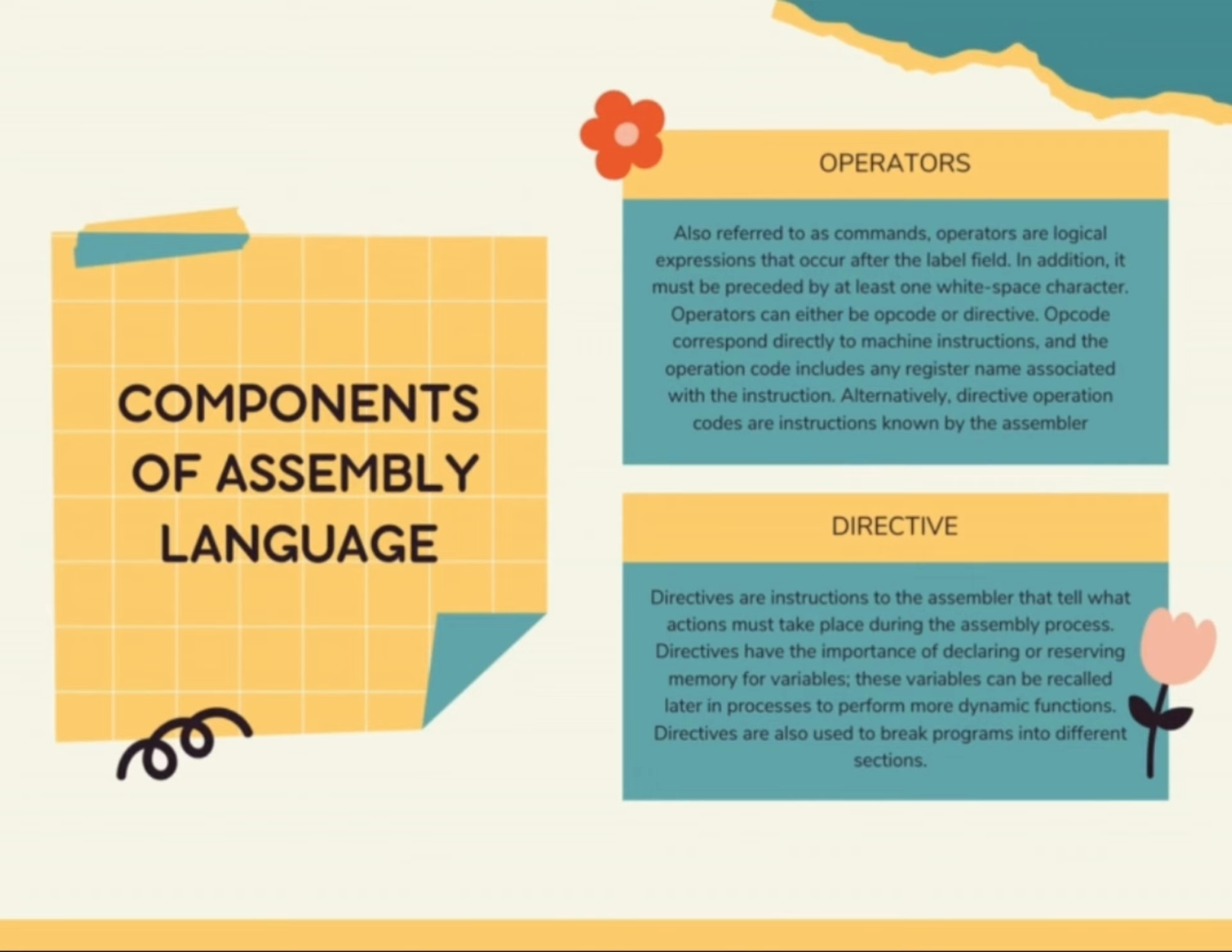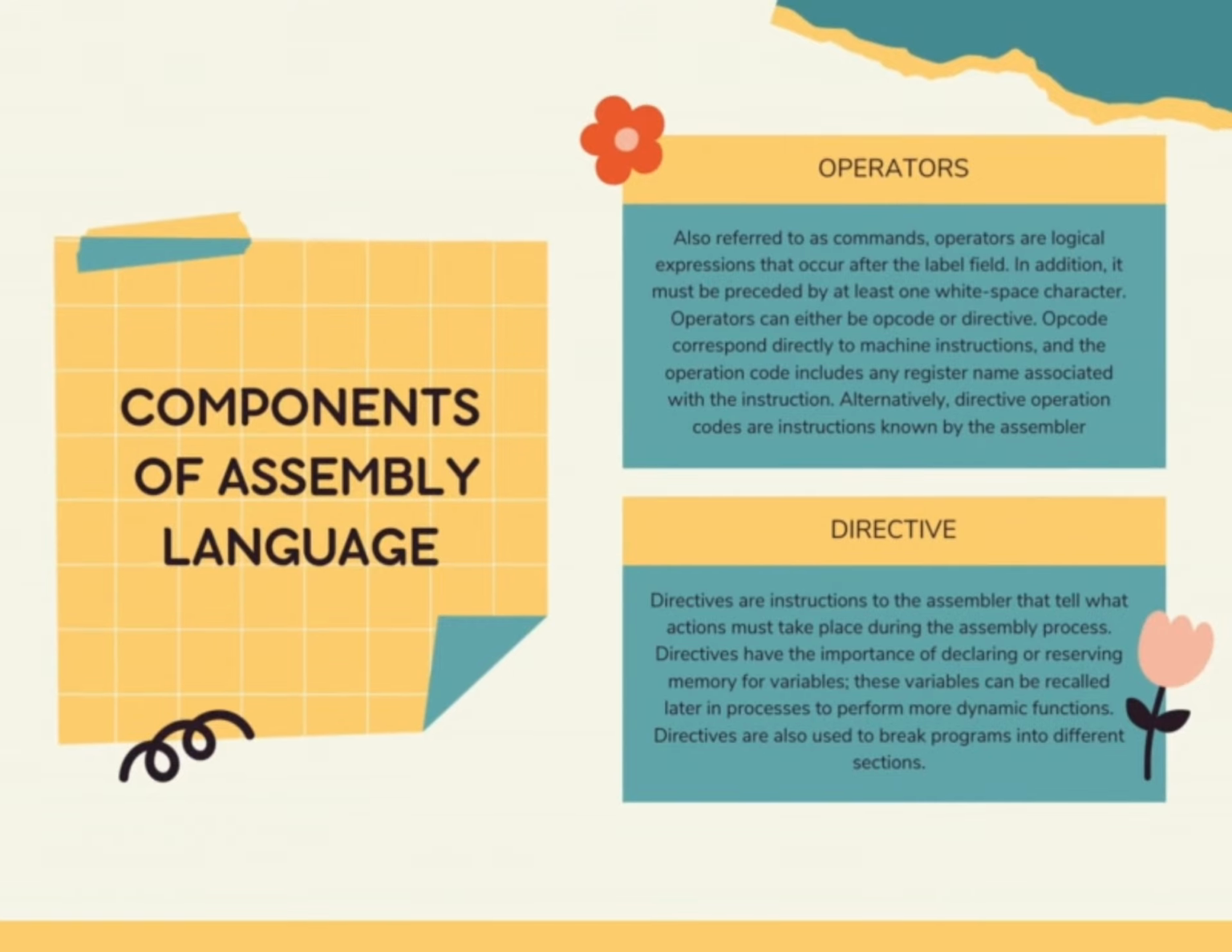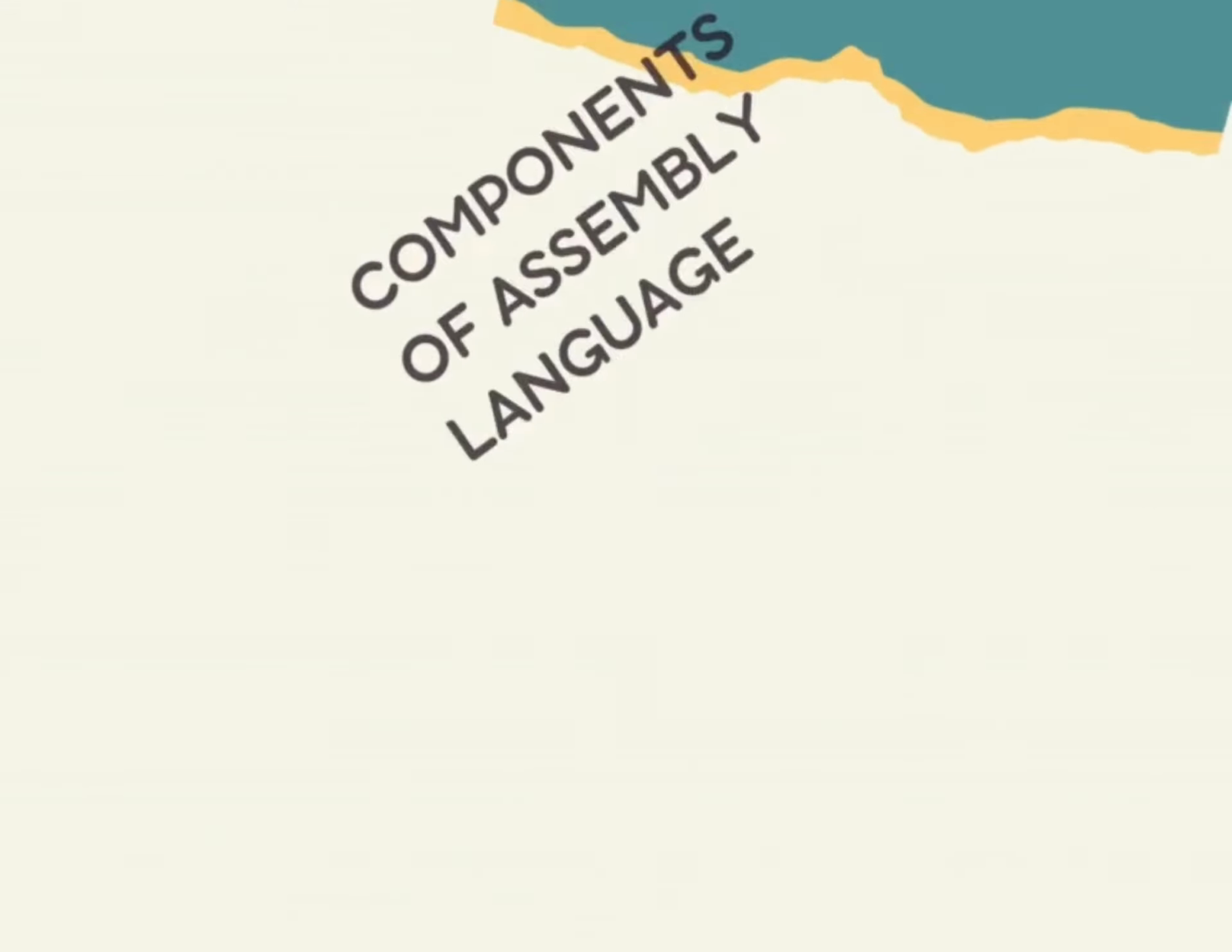Directive. Directives are instructions to the assembler that tell what action must take place during the assembly process. Directives have the importance of declaring or reserving memory for variables. These variables can be recalled later in the process to perform more dynamic functions. Directives are also used to break programs into different sections.